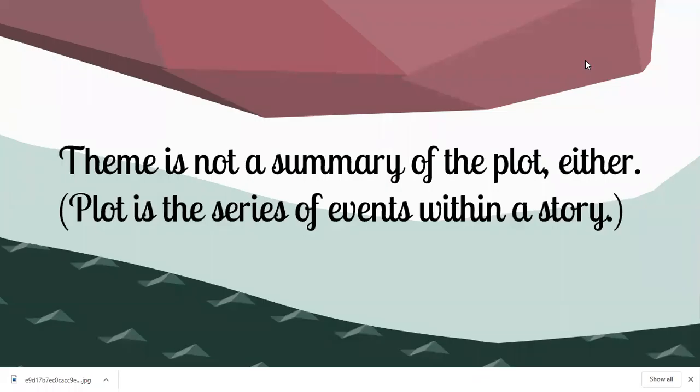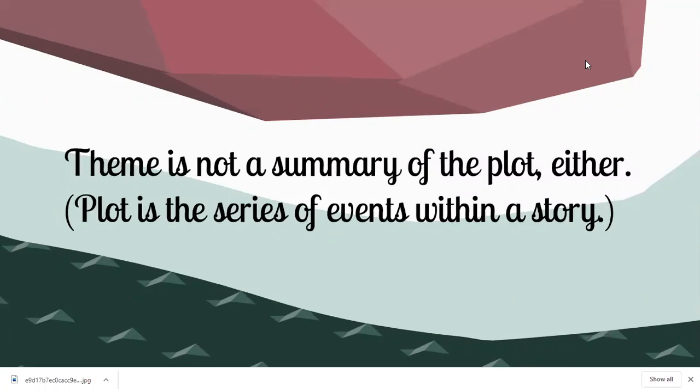Theme is not a summary of plot either. Plot is a series of events within the story. All right, let's take Harry Potter, because I'm a forever Harry Potter fan. The plot of Harry Potter is about a boy who overcomes Voldemort and a lot of struggles. But the theme in it is a lot about relationships and successes and failures, right? Those are the themes.